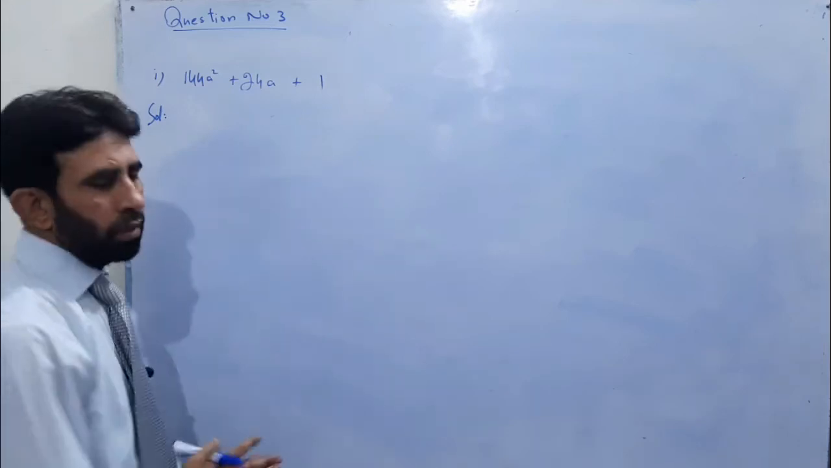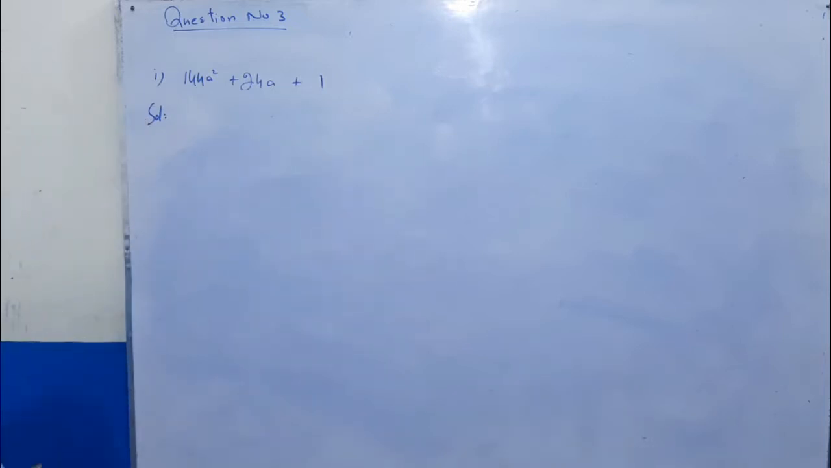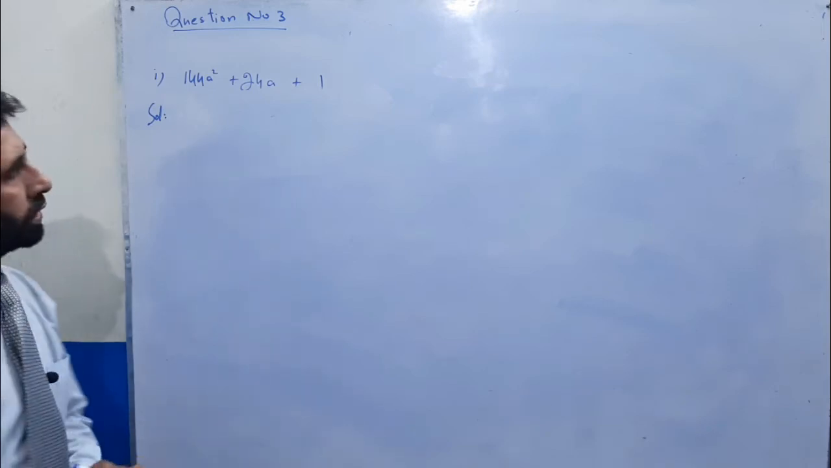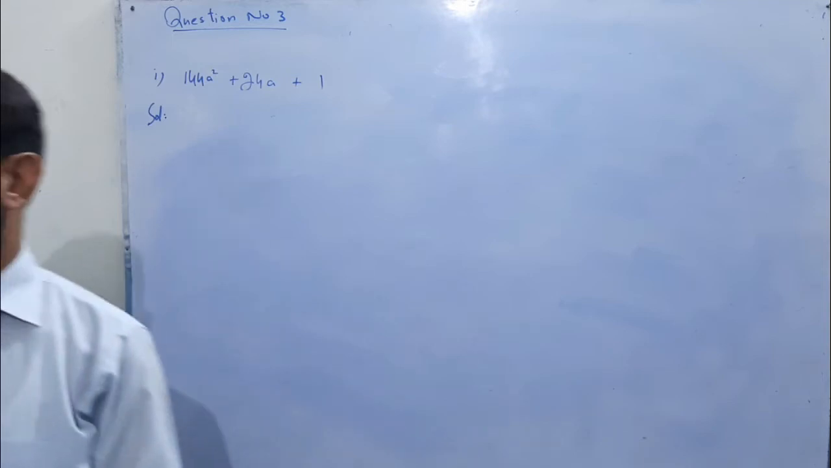Bismillahirrahmanirrahim. Dear students, today we have to learn exercise 5.1. Question number 3. Its first part is 144a square plus 24a plus 1. Before this, you have completed question number 1 and 2.